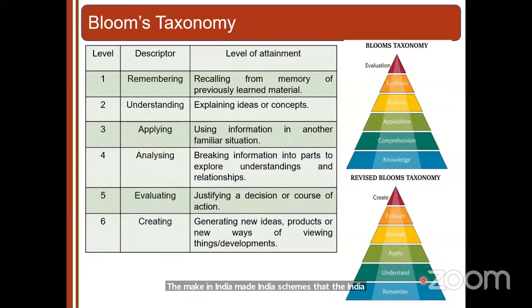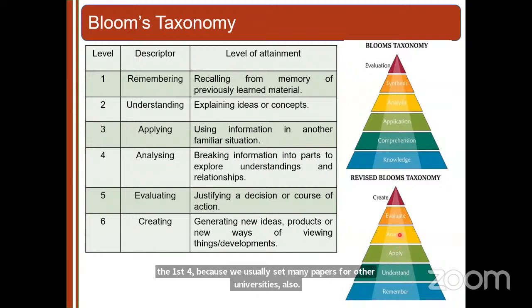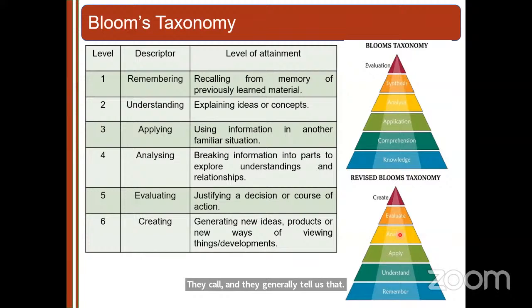So the first 4, because we usually set many question papers for other universities also, they call and they generally give us a template which has the first 4 knowledge levels: K1, K2, K3, and K4. Usually K5 and K6 are neglected. Even when they give the Bloom's taxonomy and their action verbs, they generally ask us to avoid the terms like evaluate, create, or prepare, the higher levels.